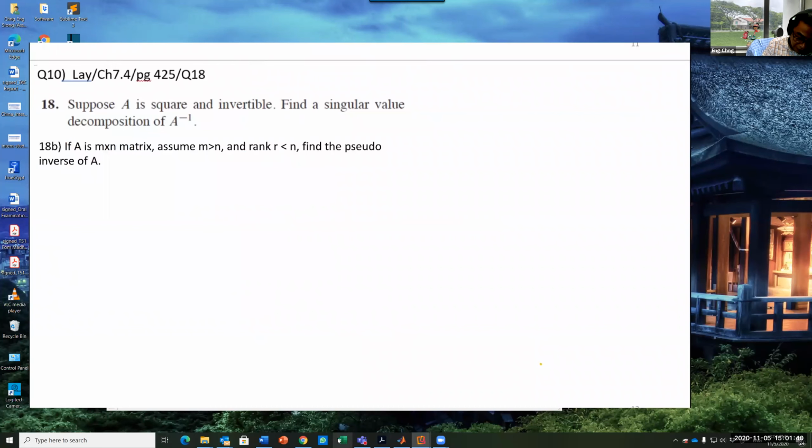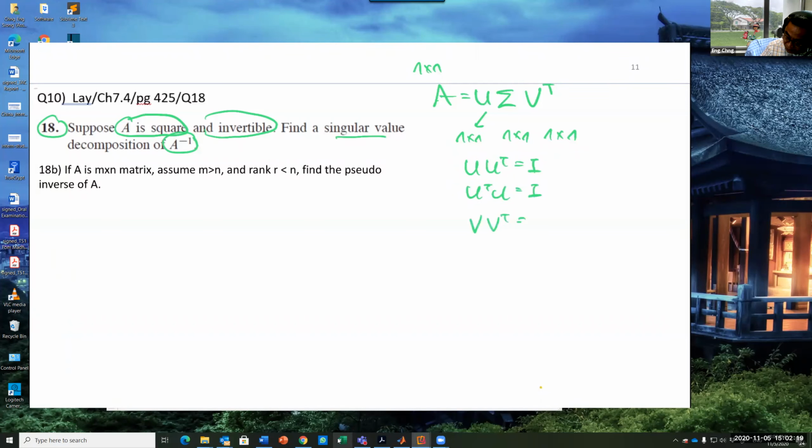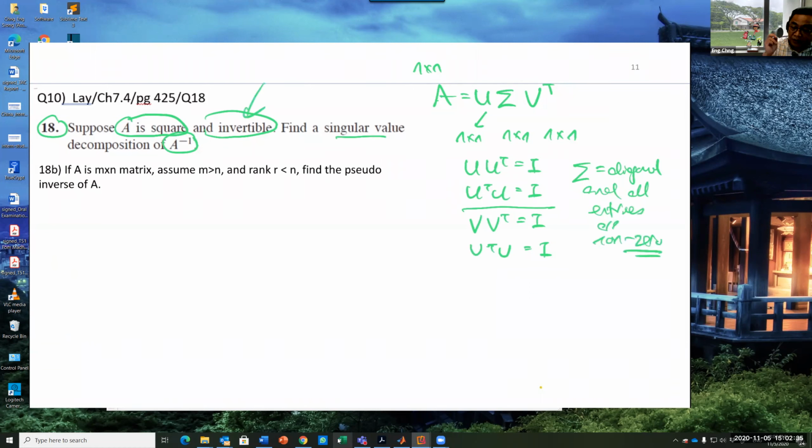Okay, the easy stuff first. In question 18, I tell you that A is square and invertible, and find the inverse of A using SVD. The answer is A equals U sigma V transpose. A is square, so this is n by n, and these are all n by n. See, so it's quite trivial. Not only that, U transpose U equals I, V transpose V equals I. Not only that, sigma is diagonal, and all entries are non-zero. Why? Because this is given to us: invertible.